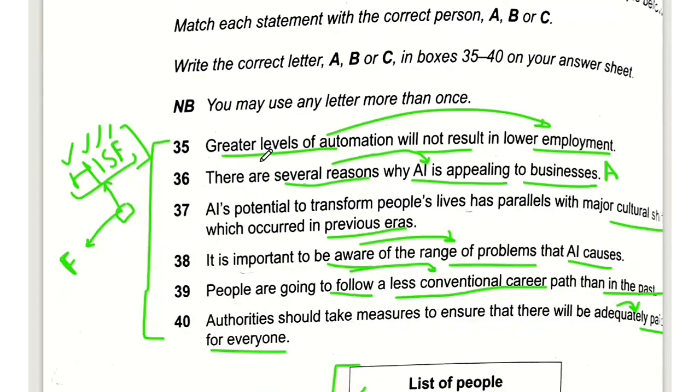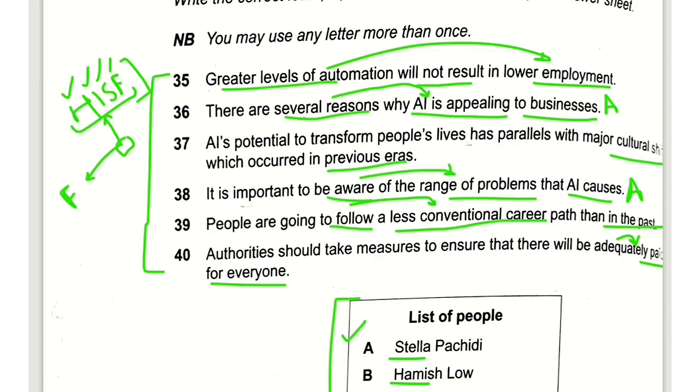Greater levels of automation, they have not mentioned. AI's potential cultural shock, they have not mentioned. It is important to be aware of the range of problems that AI causes. So, it is clearly mentioned. So, the answer is A. Now, we'll be reading about the next person.